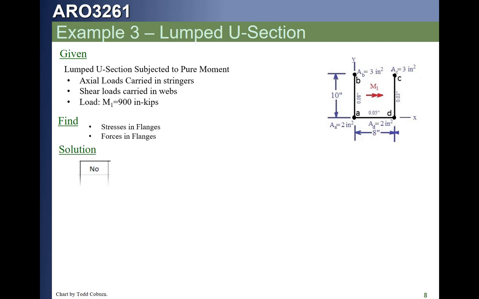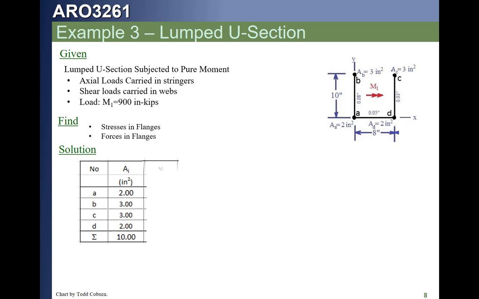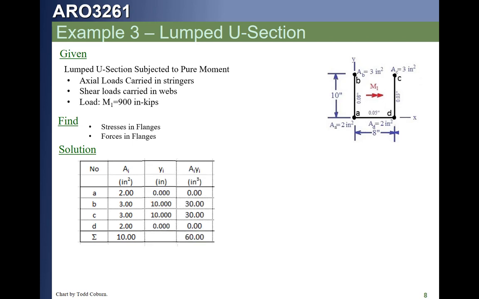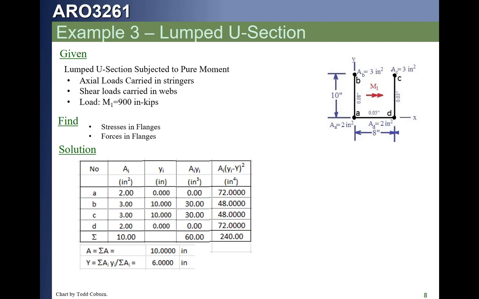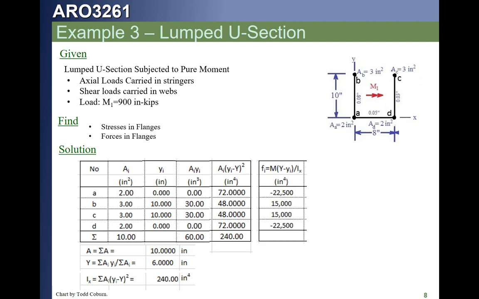We construct our table, put in our areas, put in our Y positions, calculate our A and Y bar, calculate the moment of inertia of each piece about the centroid and the total moment of inertia, calculate our stresses, and we can calculate the forces in the caps in the same way. Now this is a pure moment, which means there's no shear, which means the force isn't changing, which means the shear flows will be zero. If this had been generated with a shear, then they would have been different.